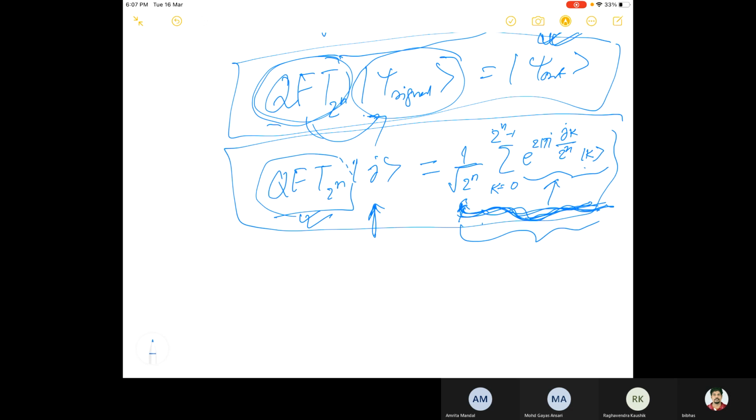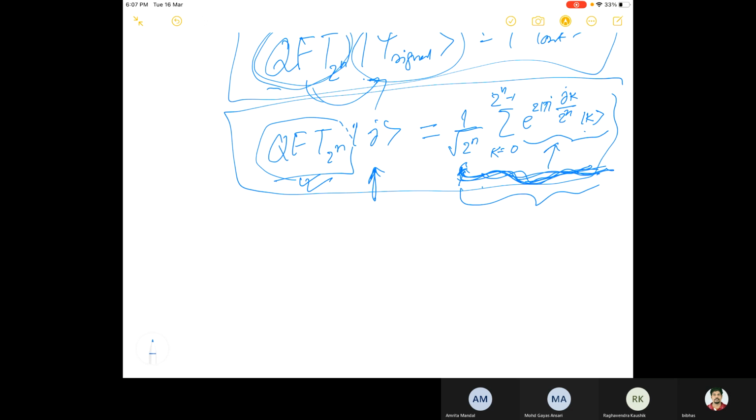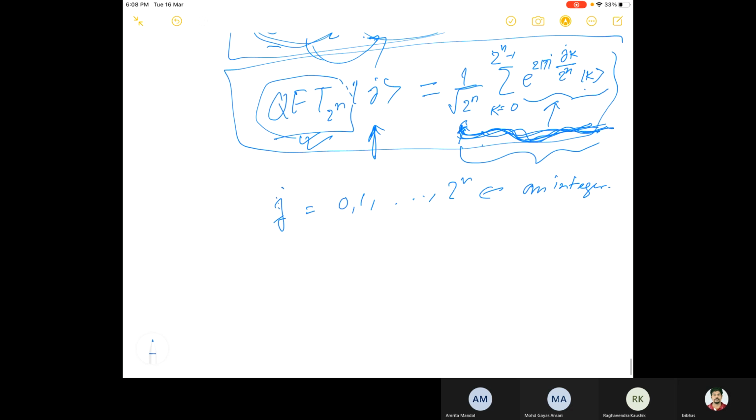For that, I have to develop some machinery. Okay, so I need to understand something. Let me discuss that. Now here, what is this J? J could take values from 0, 1, dot dot dot, up to 2 to the power n minus 1. So basically, this is an index integer. This is an integer in the decimal system. Okay, let me write it as J10, the integer in the decimal system.